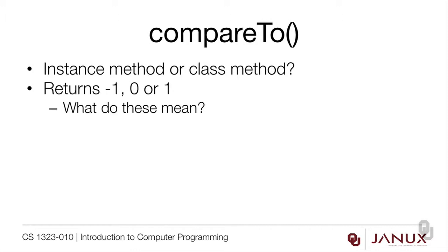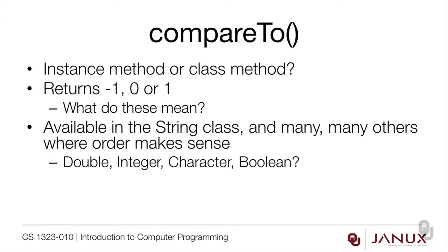Eventually it will. So it's going to return a negative number, 0, or a positive number. And those mean whether the strings are less than, 0, or positive. It's available in the string class, and it's available in many, many other classes where order makes sense. So for example, double, integer, character, and Boolean, all of these classes have a compareTo method.